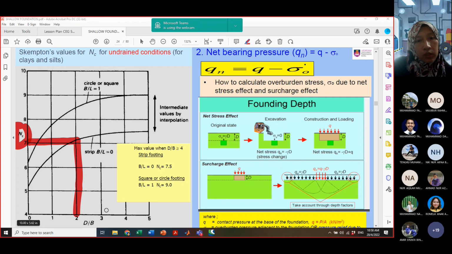B is the width of the footing. Okay, dia bagi juga some notes. The maximum value when D over B is more than 4. So kita kena pakai these kinds of the NC lah.